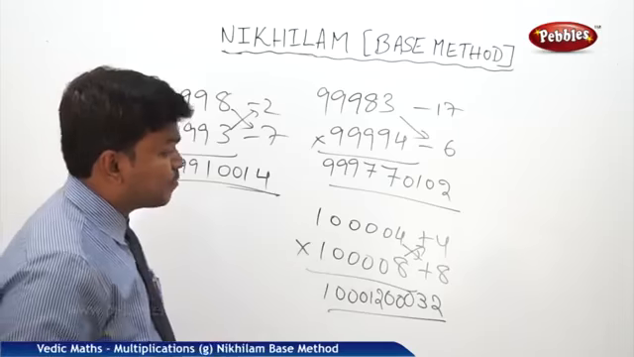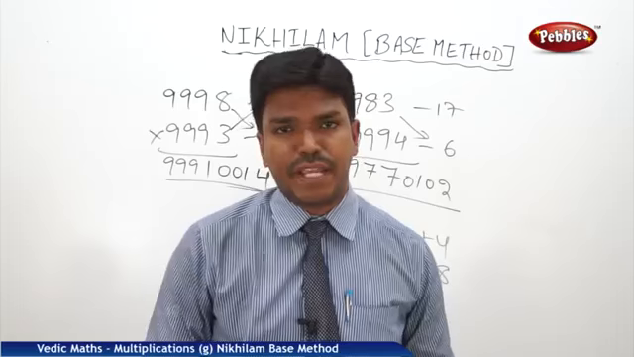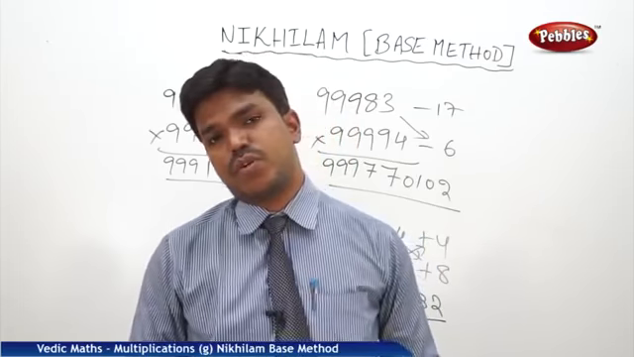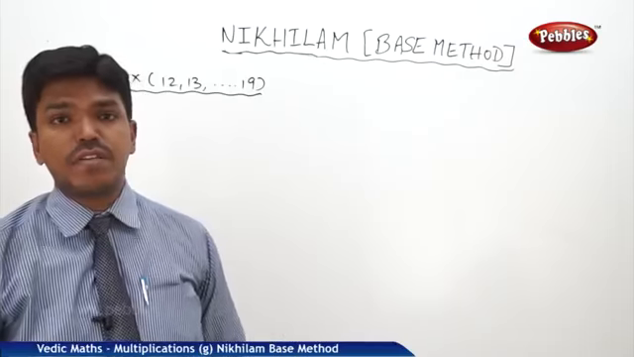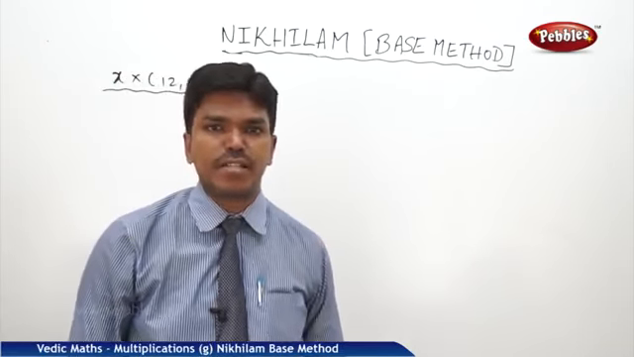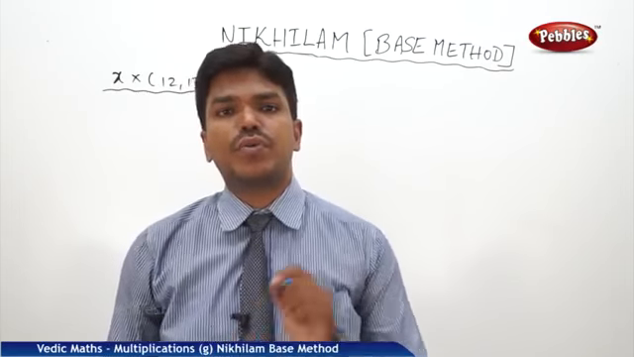So like this, we can calculate such big numbers also, which are nearer to the base. Now we will see some more types of multiplications in our Vedic maths. Now we will see one more technique in our Vedic maths, which is helpful for the students who are not good at 12 to 19 tables.